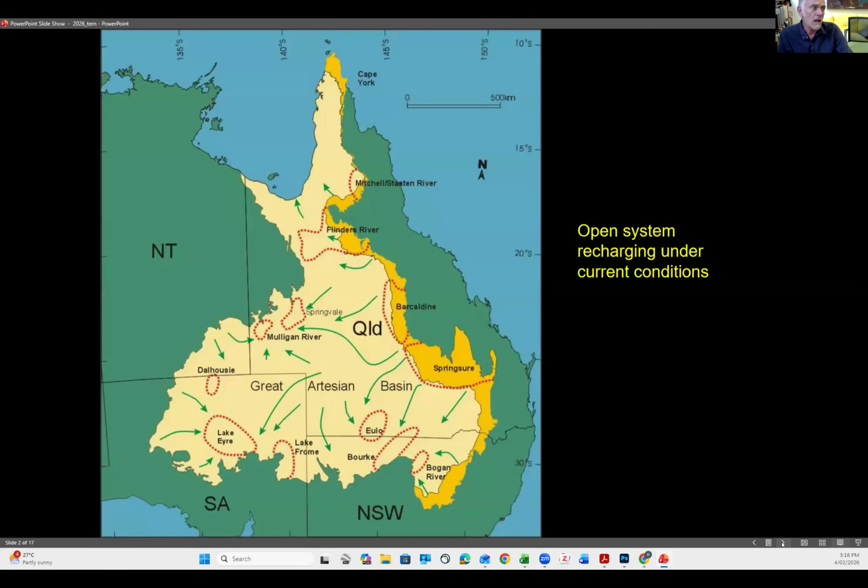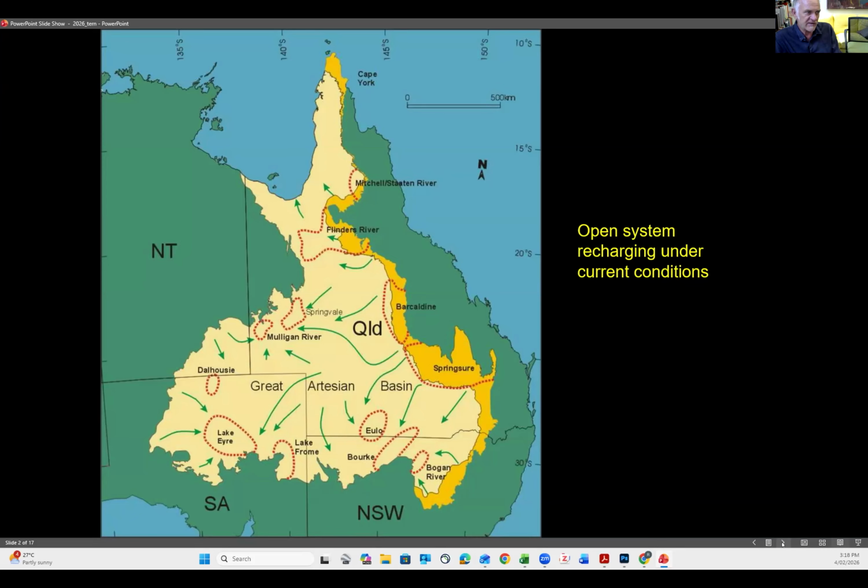Here it is again. The water enters the basin from the elevated areas on the eastern side, which is depicted here in dark yellow, and travels on its merry way underground in a confined system and discharges in those red envelopes, which are where these spring supergroups occur that Renee talked about.